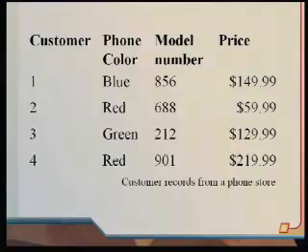Remember that a categorical variable is one whose possible values are categories, and categorical variables have no units. Suppose the possible values of my variable are blue, red, and green, like the phone color variable in this table. That's clearly a categorical variable. However, the variable price has units, so it's clearly quantitative. So those two are pretty clear.